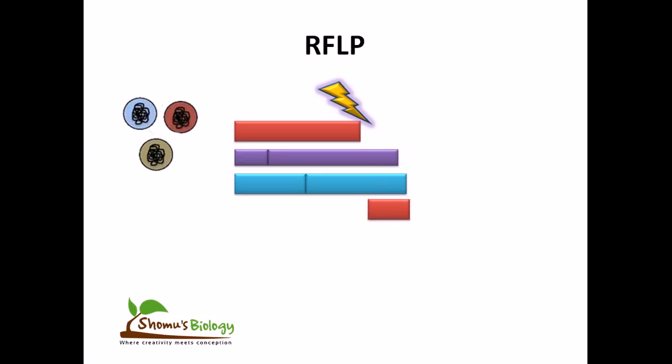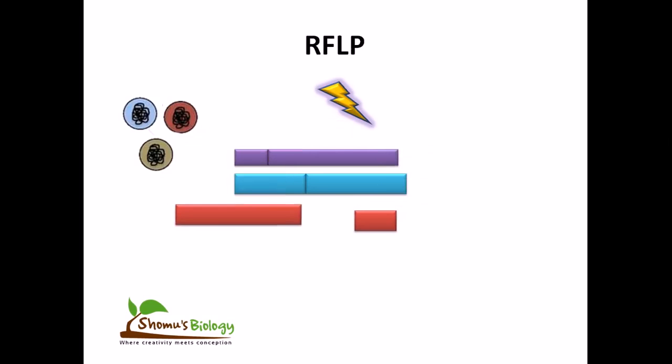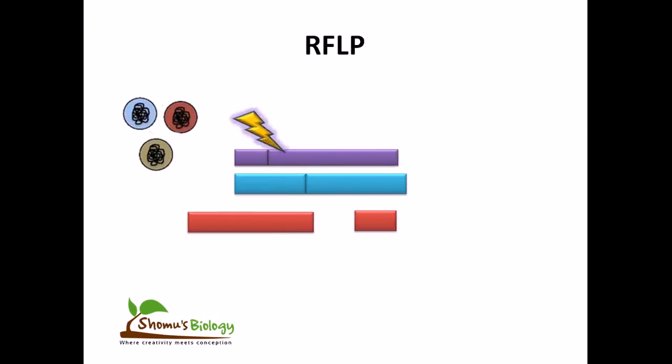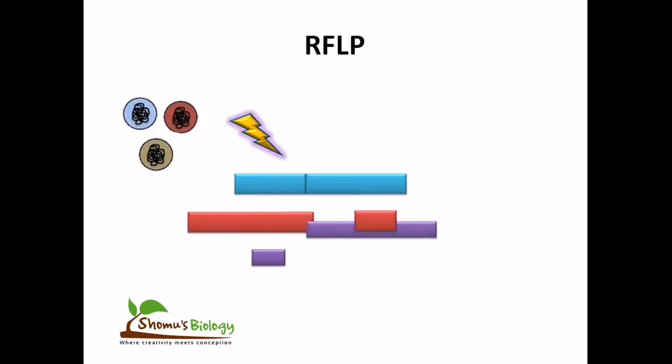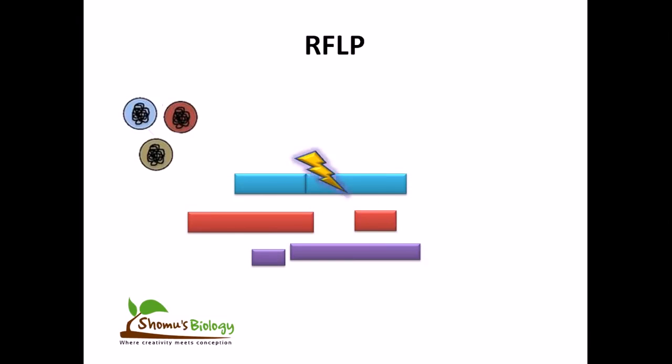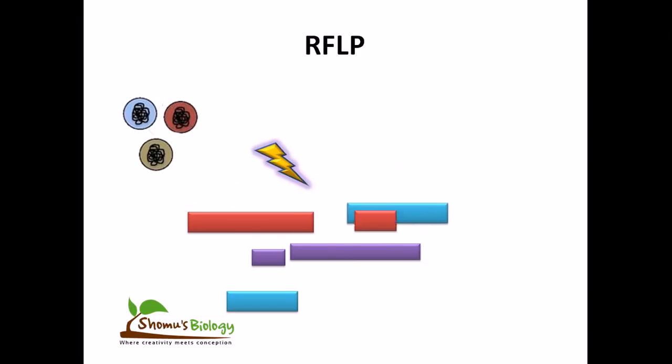As we can see here, in the first case we generated these two fragments, in the second case we generated another two different fragments, and in the third case we generated another two different kinds of fragments. Now remember that the restriction enzyme we use for all these different DNA of different cells is the same. So we digest all the DNA with the same restriction enzyme.